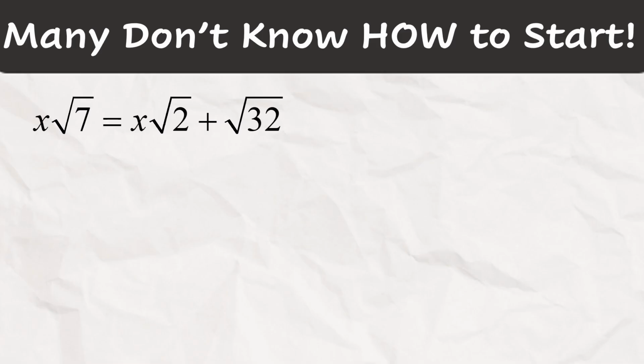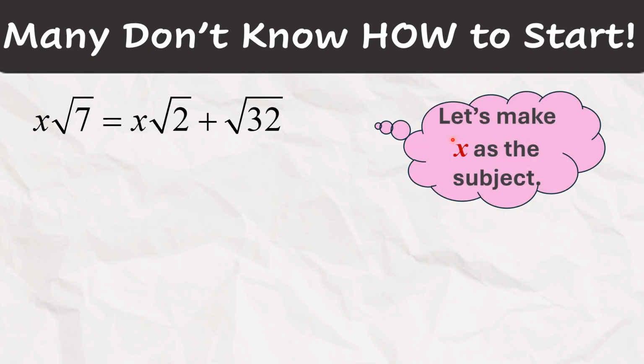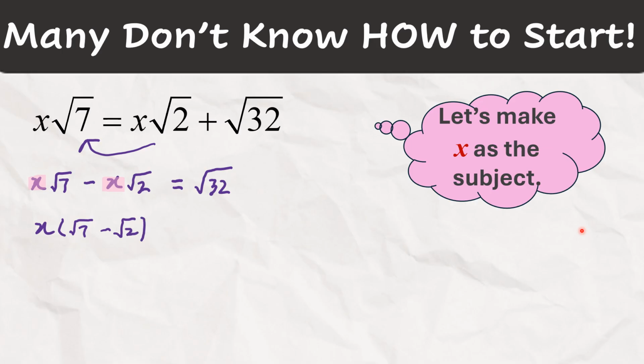So as I said earlier on, what we are going to do here is we will need to find out what is x. So we are going to make x the subject. To do this, I bring the x root 2 to the left hand side and put them together. Since I have both x, I'm going to factorize out the x, and this will give me root 7 minus root 2. On that right hand side, no change.